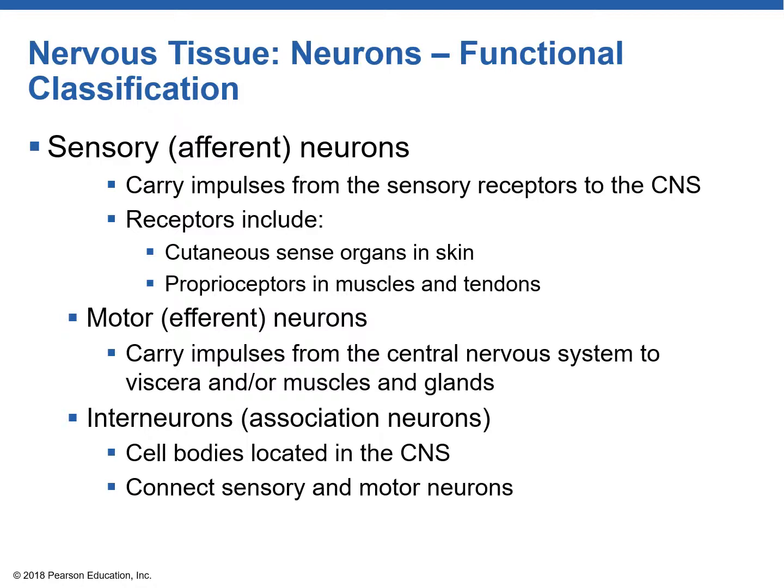Let's see, we have our motor neurons or efferent neurons, which are going to carry impulses from the CNS to viscera and/or muscles and glands. And then we have our interneurons or association neurons. These are the cell bodies that are located within the central nervous system. They're going to connect the sensory and motor neurons. So really, if you're looking at it from a functional standpoint, interneurons should be the one listed in the middle because they are between sensory and motor neurons.